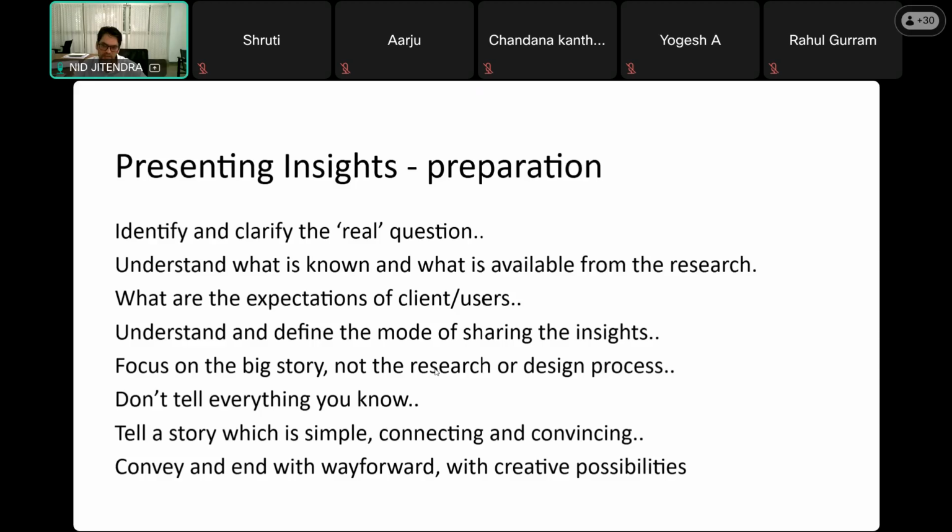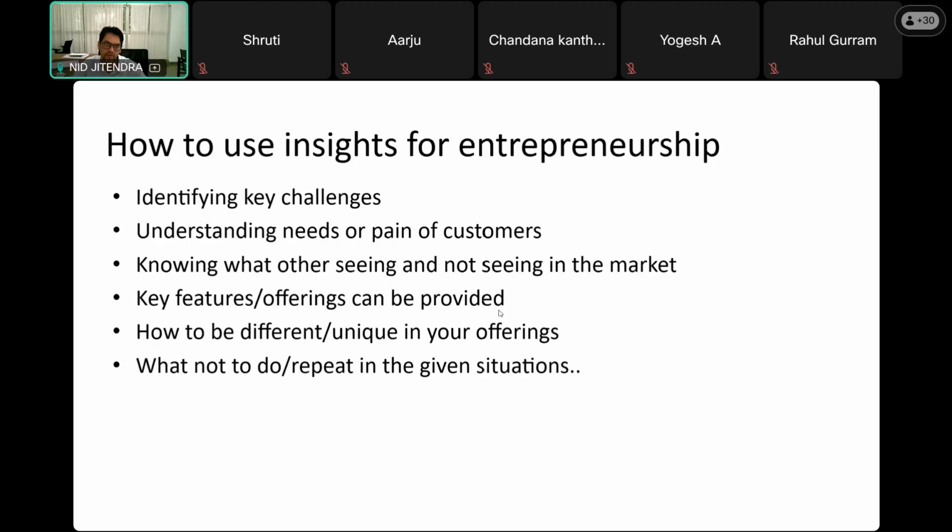Don't tell everything in one go. It's very important that everything should not be told in one go. And tell a story, because entrepreneurs are good with storytelling. Create a story which is convincing, which connects with people who are going to invest in you. That way you can be more convincing and gain the market, gain the confidence of people. All right, so I think we have covered most of it.